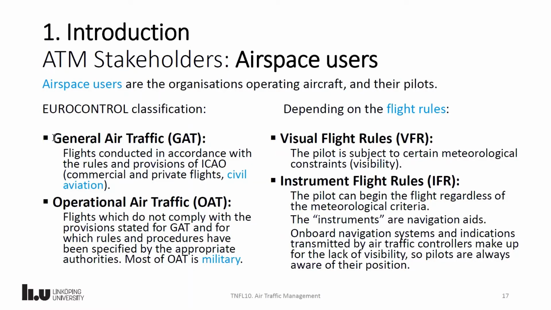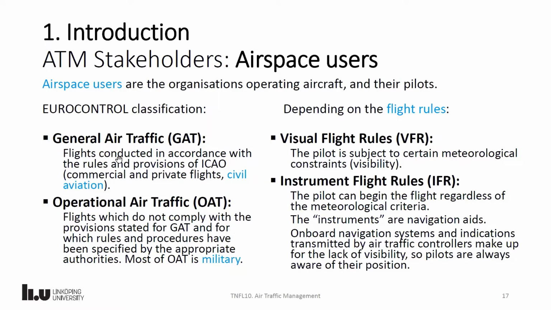It differentiates between general air traffic, GAT, which are flights that are conducted in accordance with the rules and provisions of ICAO. Basically, they are civil aircraft, and aircraft that are operated either commercially or private. And the second classification is operational air traffic, which is basically military. So yeah, we have civil and military aircraft, basically.